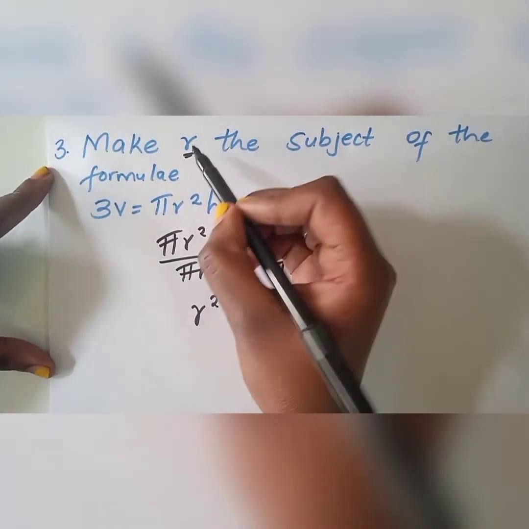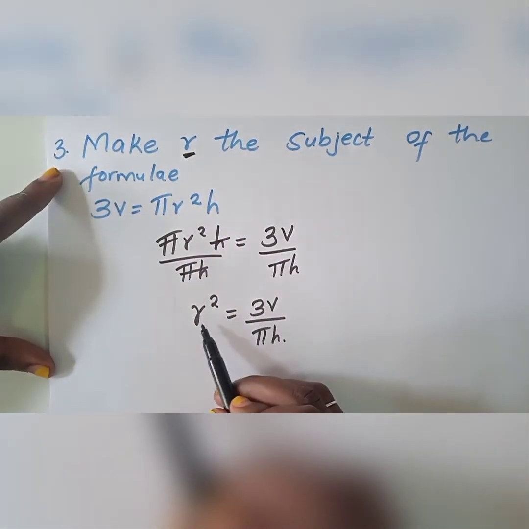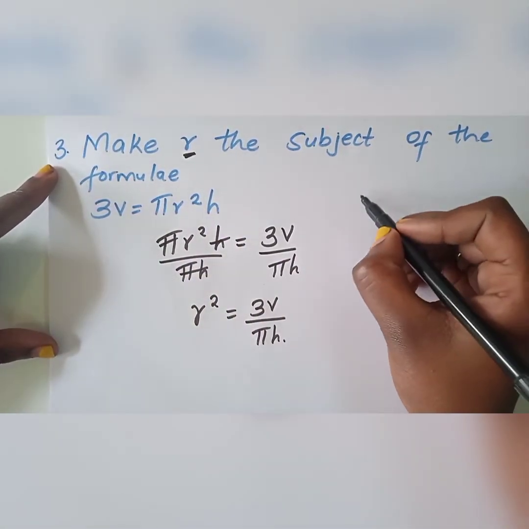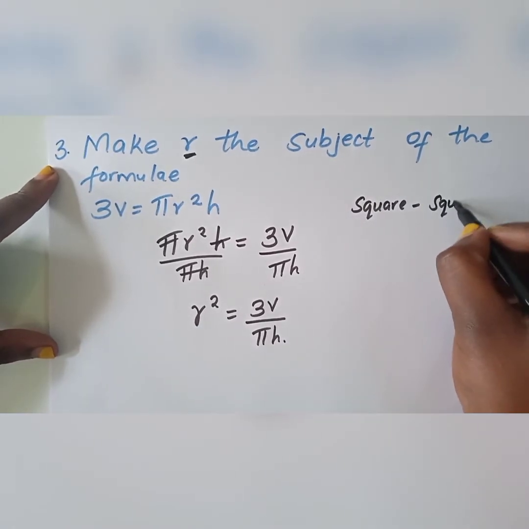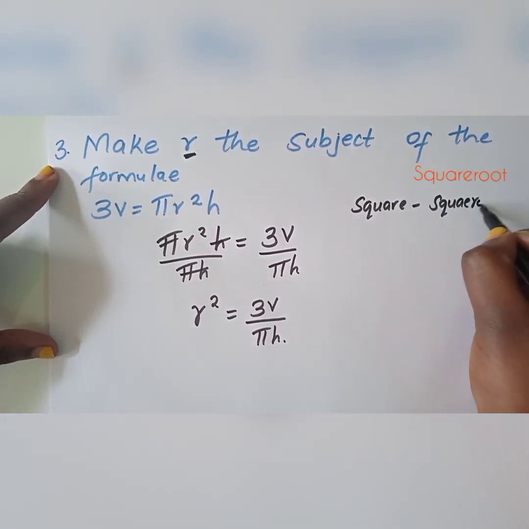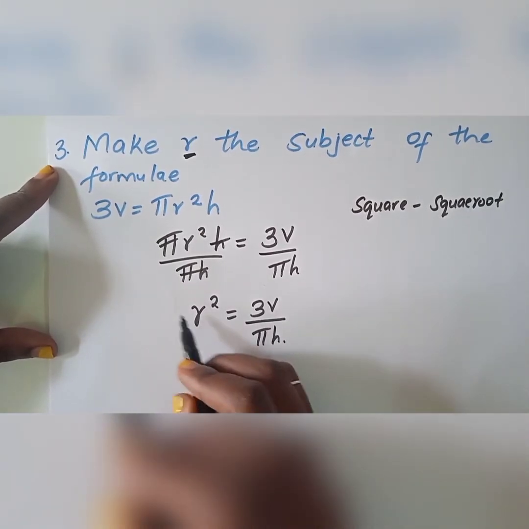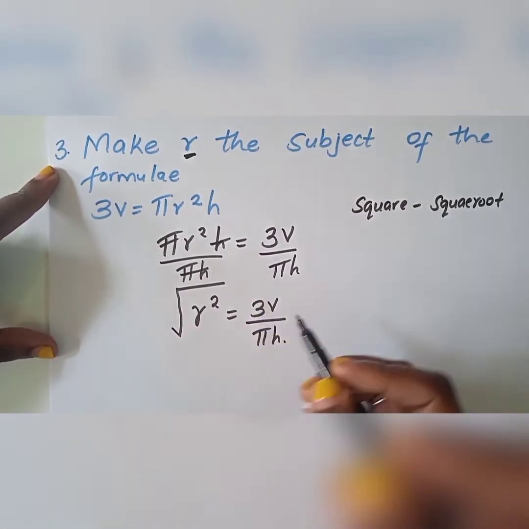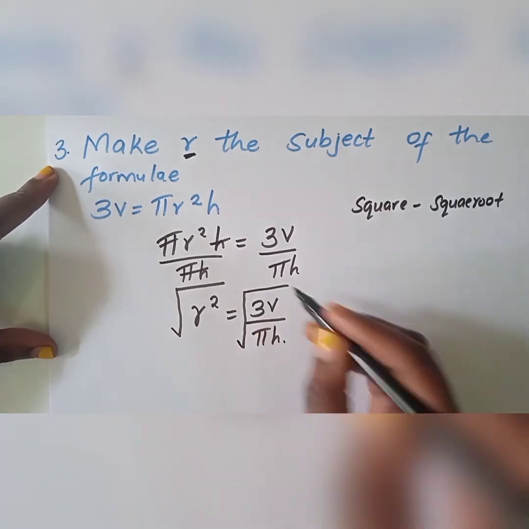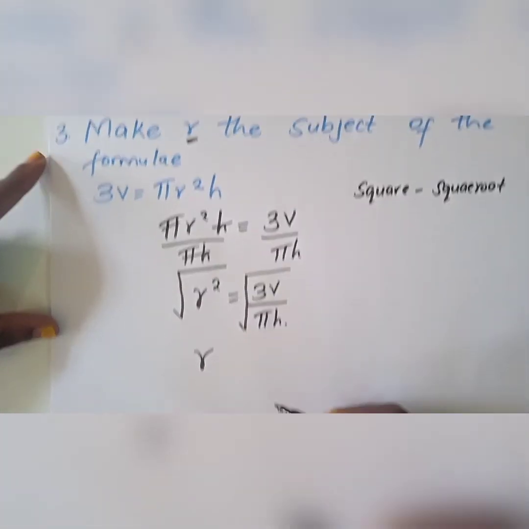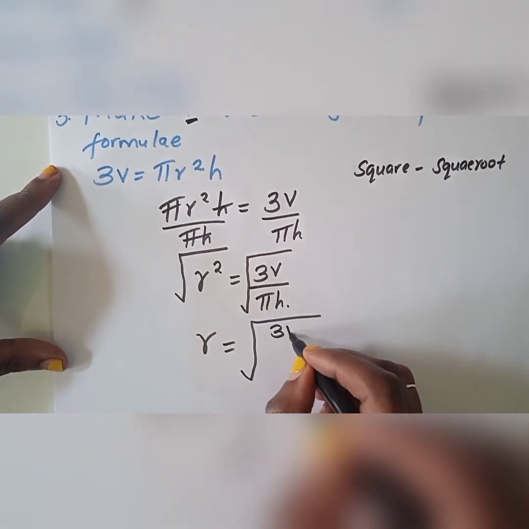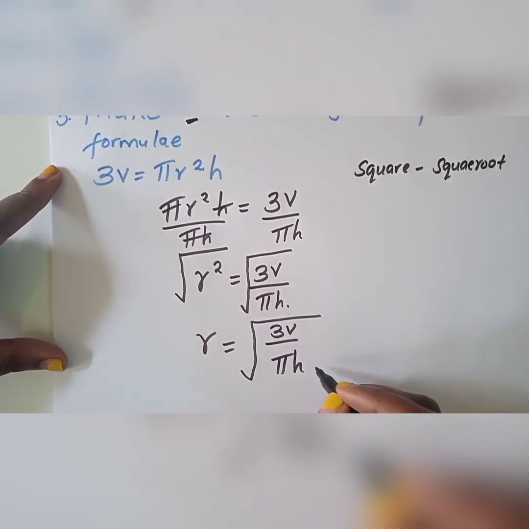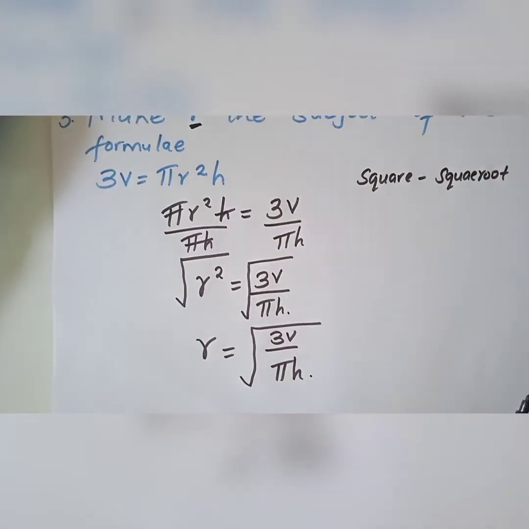They want only 1r. So opposite of squared, the opposite will be square root. So to find the opposite of this one, we'll have to square root both sides, so that we're left with 1r. So r equals to the square root of 3v over pi h. And that's how you do it.